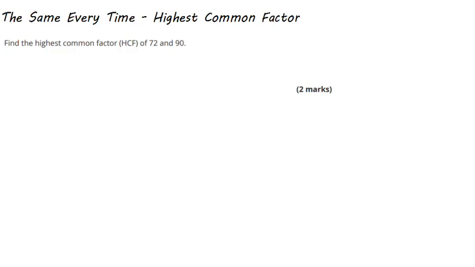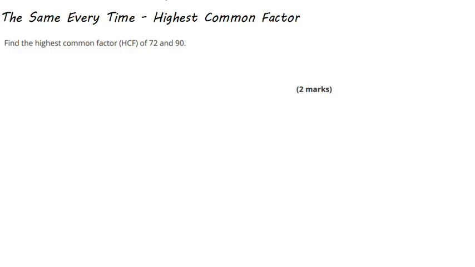The idea is if we learn how to do the questions that are the same every time, you get the marks, you get yourself into the grades. So the same every time, highest common factors. Find the highest common factor, or HCF, of 72 and 90. I'm going to do this question non-calculator. On some exam boards, of course, there's a non-calculator paper, so it's all good practice.